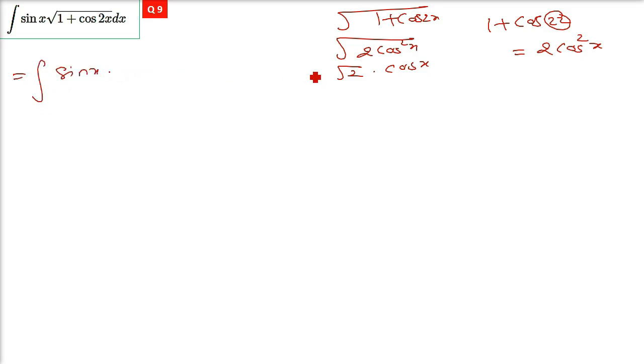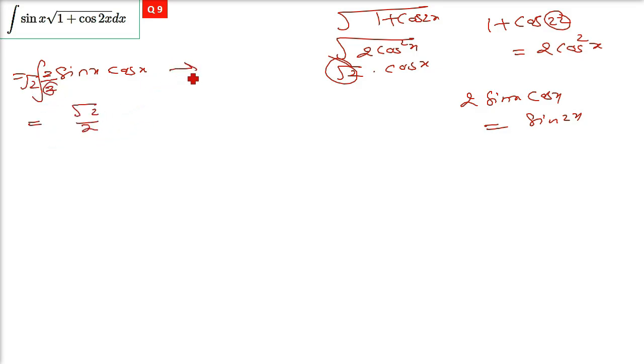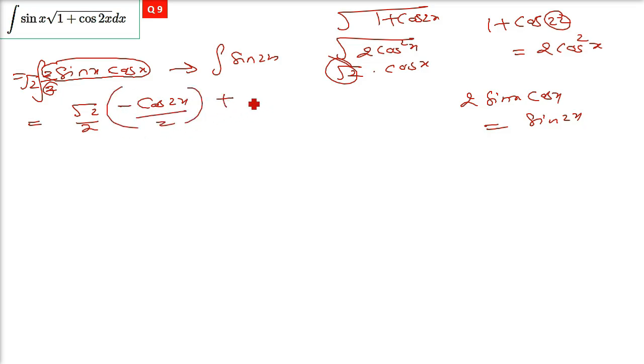So we have this as integration of sin x, under root 2 is in front. So under root 2 integration of sin x cos x. So 2 we are multiplying and dividing on numerator and denominator. So 2 sin x cos x it will be. So it will be sin 2x. 2 sin theta cos theta is sin 2 theta. So root 2 by 2 and this is sin 2x. 2 sin x cos x, we have applied this 2 by 2, that is why it has become sin 2x. Integration of sin 2x is simply minus cos 2x, and what is differentiation of 2x? It's 2, so I have divided it by 2.